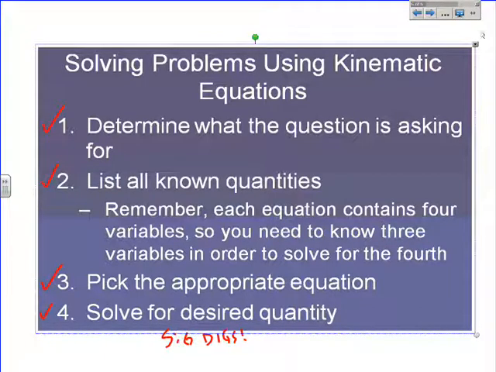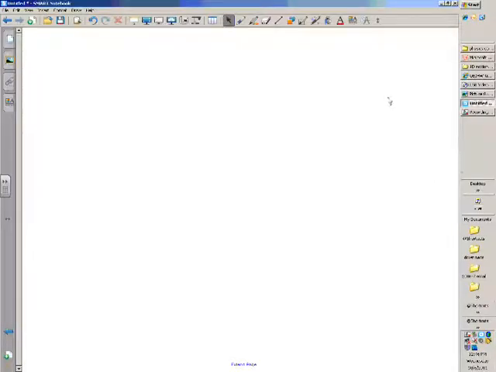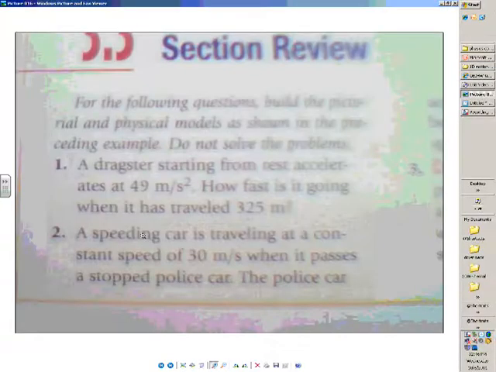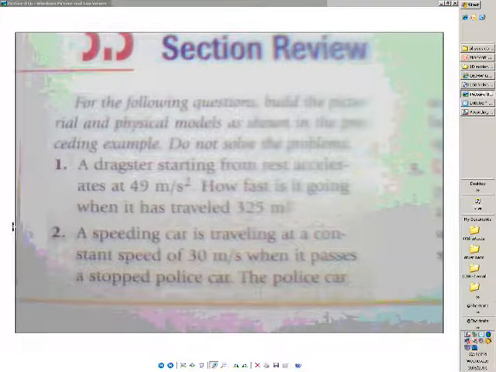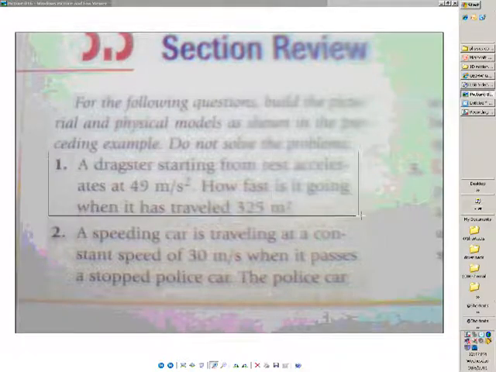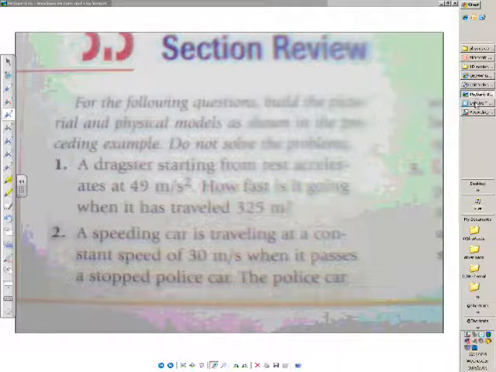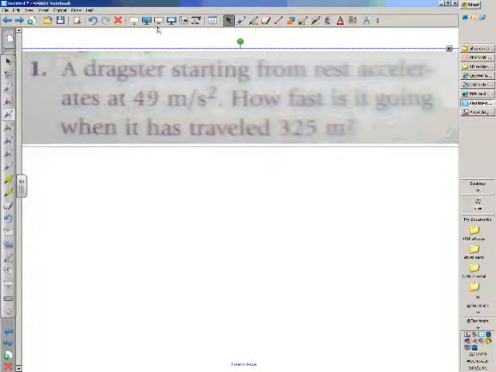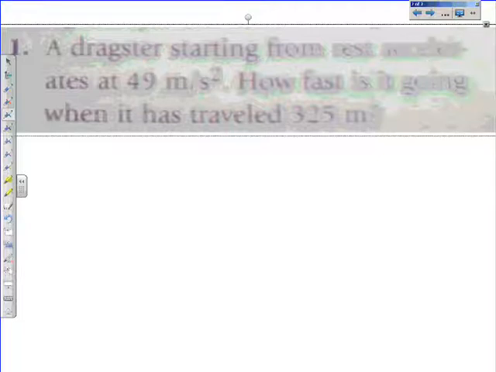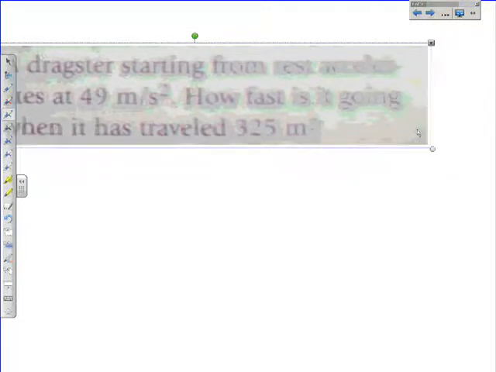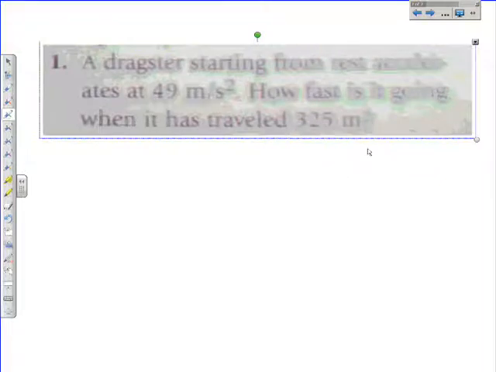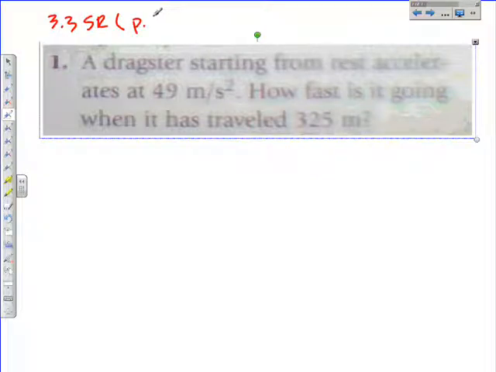All right. Just to finish this off, I wanted to give you one example of a problem that we would go through using a kinematic equation, and take you through the steps. This is a fairly simple one that I would expect most of you to be able to do on your own. But let's start with the simple ones before we start getting more complex. All right, here's a question from your book. It is actually from the 3.3 section review, which is located on page 59 of your book.